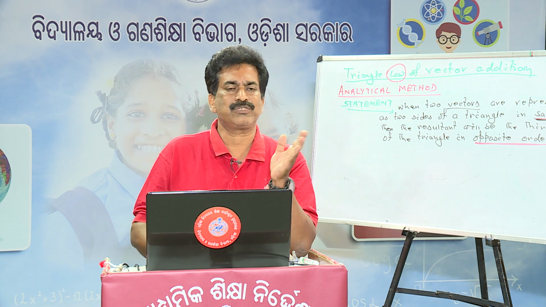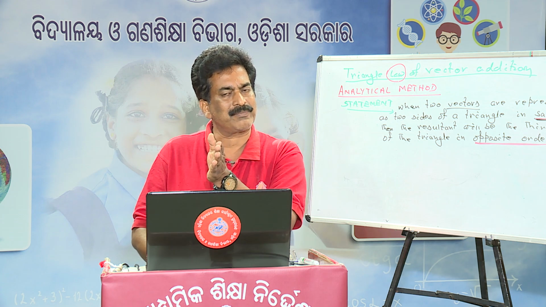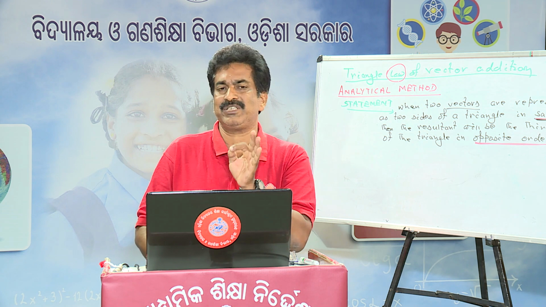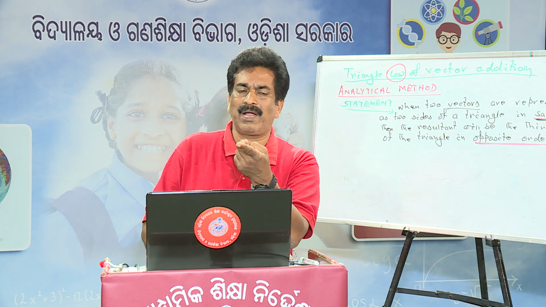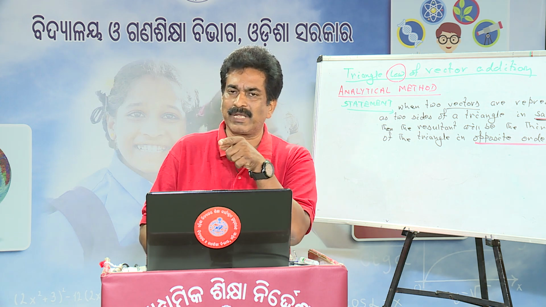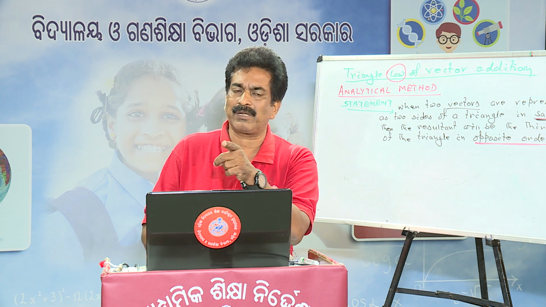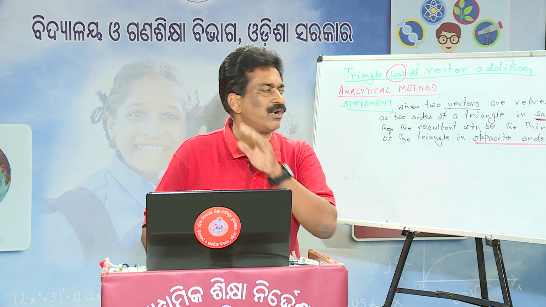Same order means when one vector completes, the second vector starts from that point in that direction, where the second vector is as it is. When the second is completed, you take the third one, meaning the tail of the third vector and the head of the second vector coincide, and the direction of the third vector you take as it is provided. That is called the same order.